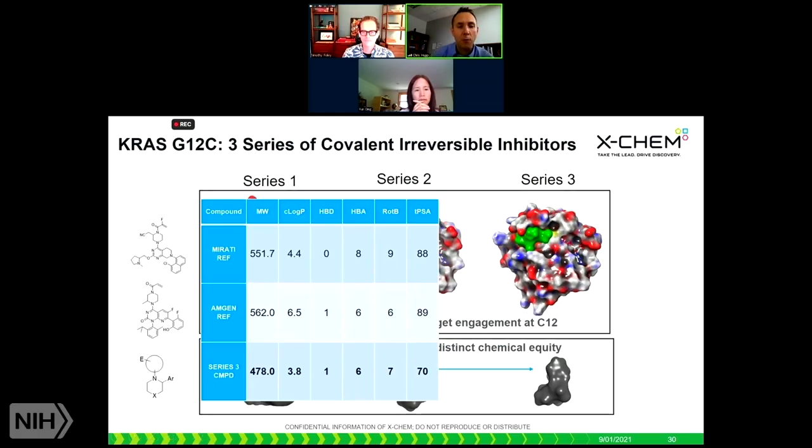And if you look at the property profile of our compound versus Mirati's and Amgen's, you can see we have much lower molecular weight, much lower log P. So we're in a very good property space with this chemical series, much different than all known KRAS G12C inhibitors.